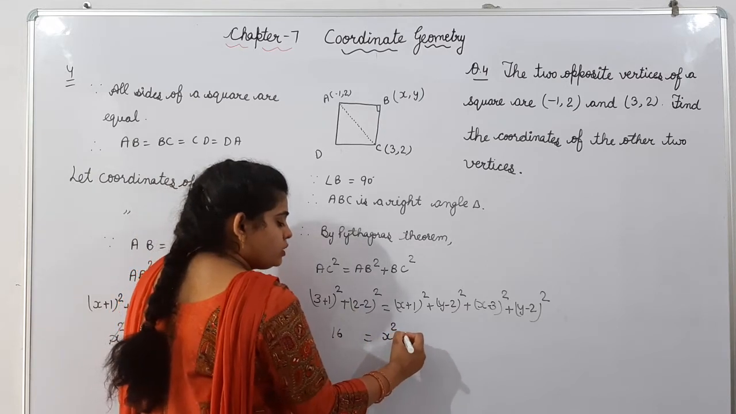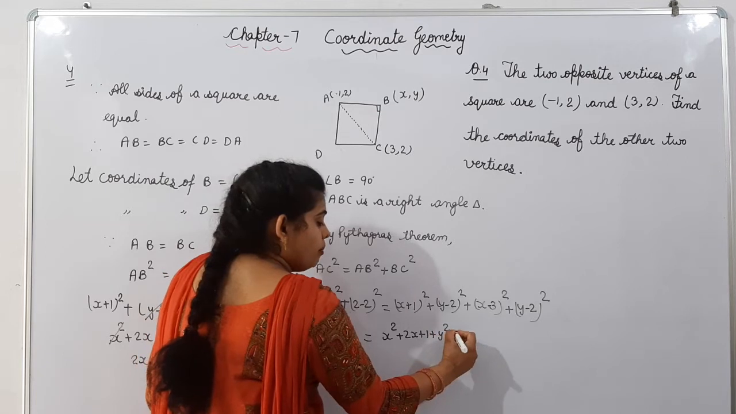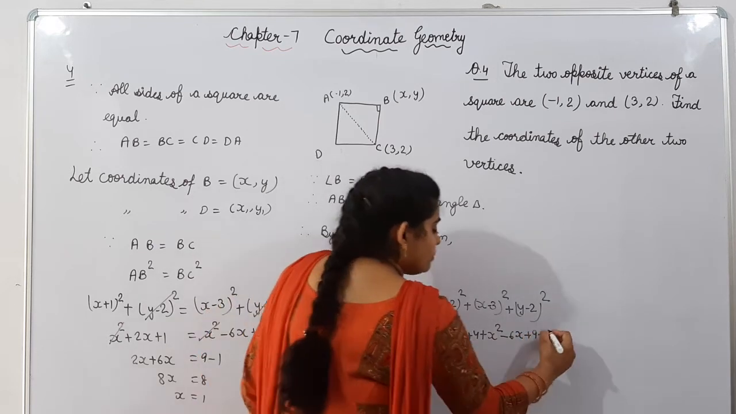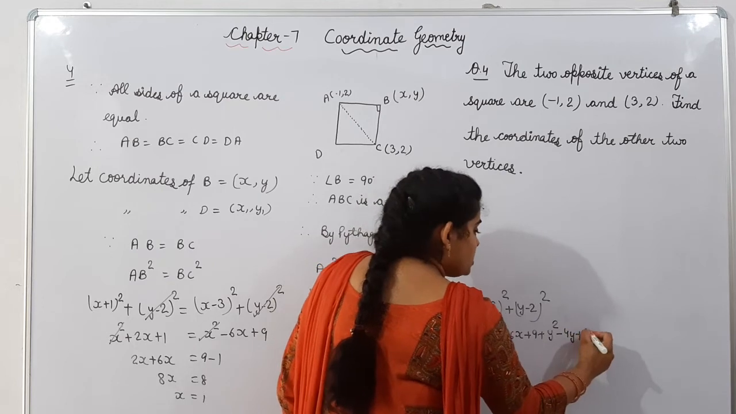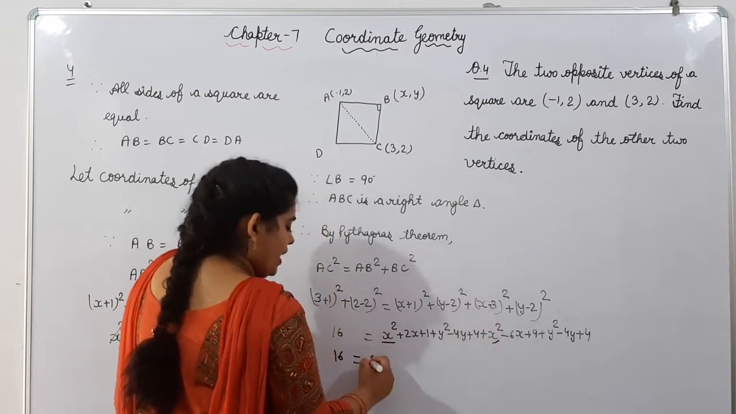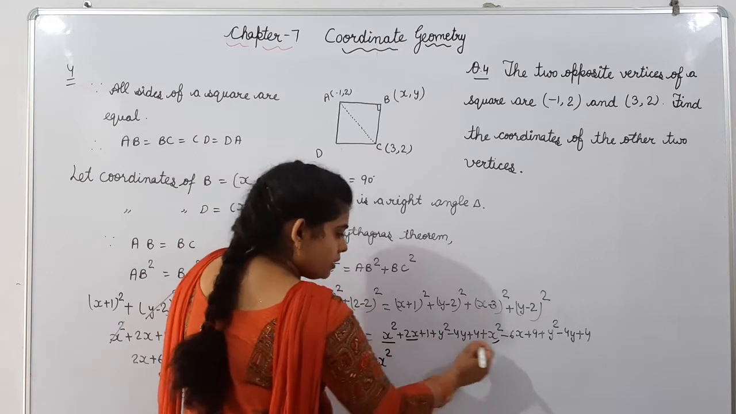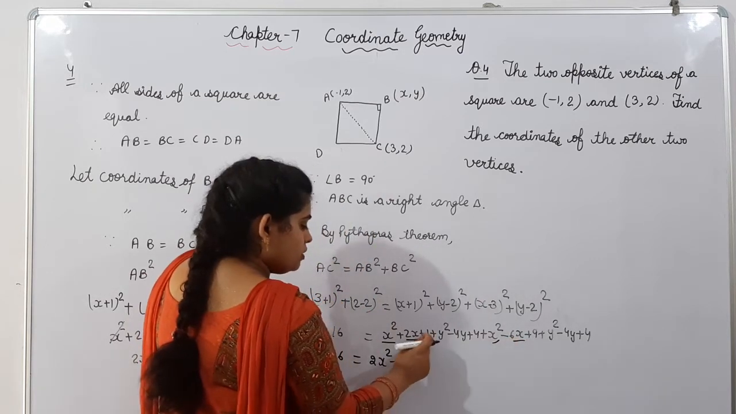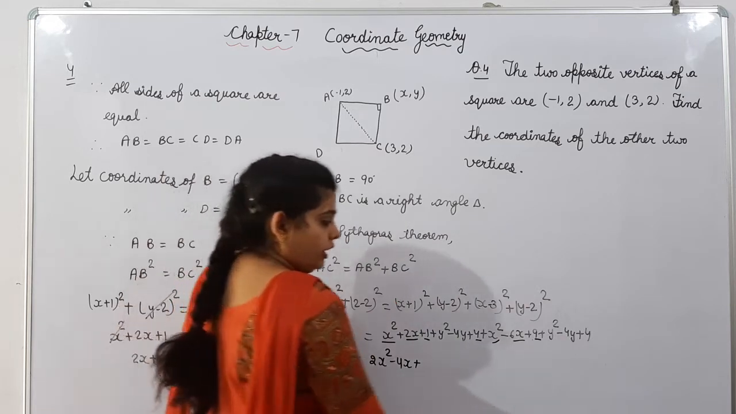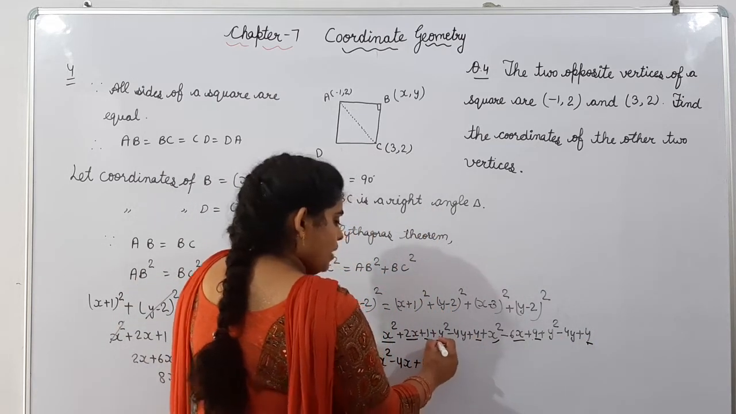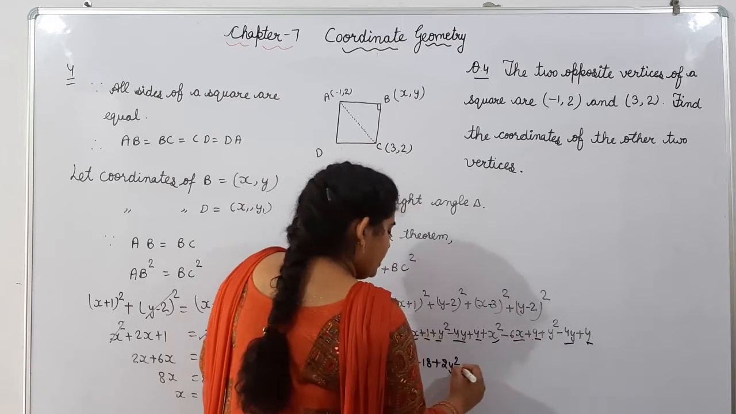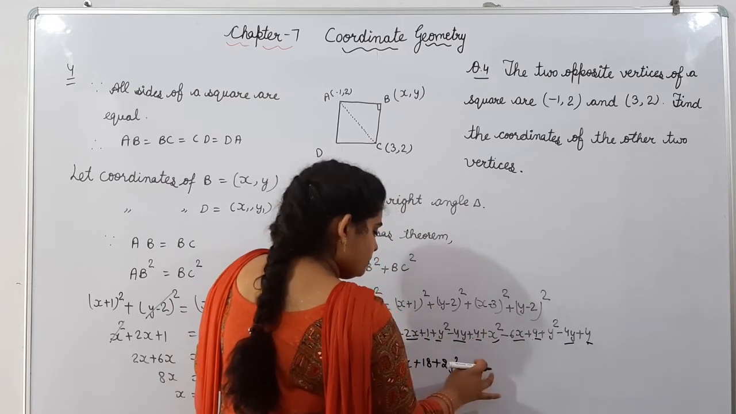From here x square plus 2x plus 1 plus y square minus 4y plus 4 plus x square minus 6x plus 9 plus y square minus 4y plus 4. 16 is equal to x square plus x square, 2x square, 2x minus 6x, minus 4x, plus 1 plus 4, 5, 5 plus 9, 14, 14 plus 4, 18. Y square means 2y square. Minus 4y, minus 8y. Plus 4, it is up to here.